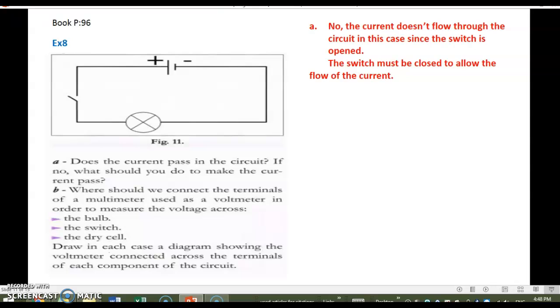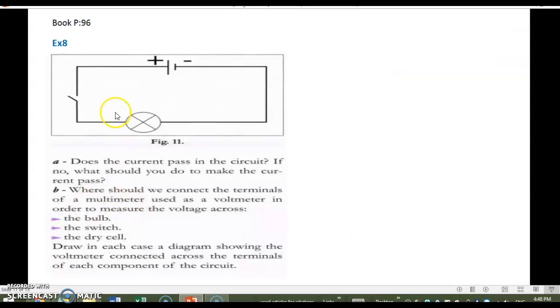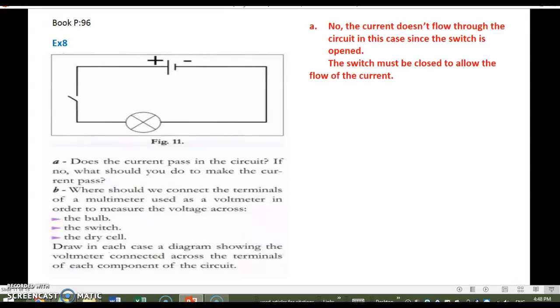Exercise. So we have a circuit, an open circuit here. This is an open switch. A circuit that's made up of a battery that provides a direct voltage, a lamp, and an open switch, of course connected using connecting wires. Does the current pass in the circuit? If no, what should you do to make the current pass? So no, the current doesn't flow through the circuit in this case since the switch is open. So the current won't find a way to pass through. The switch in this case must be closed to allow the flow of current.